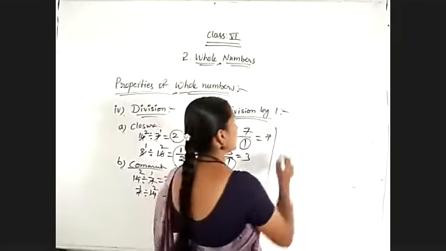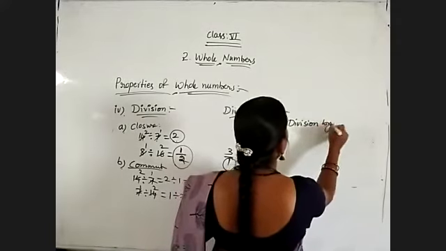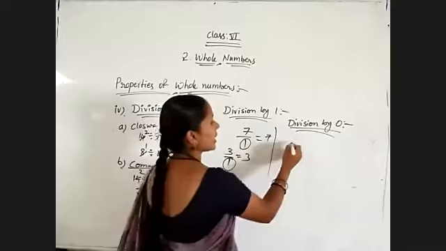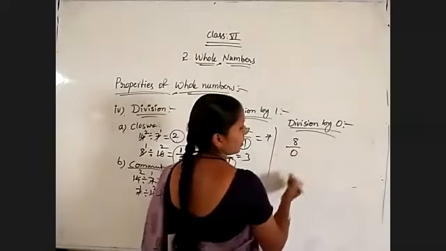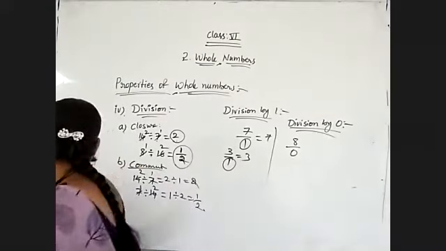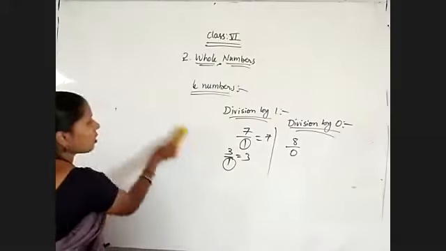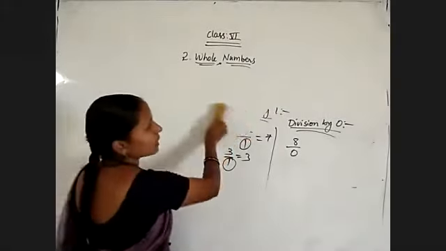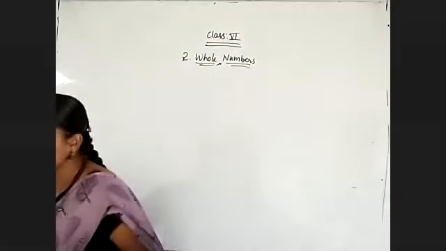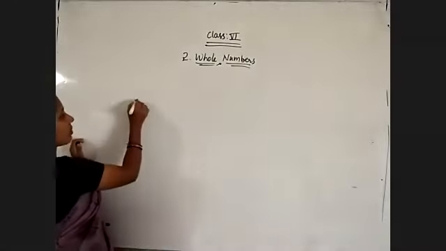And coming to the division by 0. If I am dividing any number 8 by 0, this one I will explain with another method also. So with this all the properties have finished. Now we will solve the problems depending on the properties. Before that, one of the property is there, that is division by 0. So just observe one of the best examples I am giving.